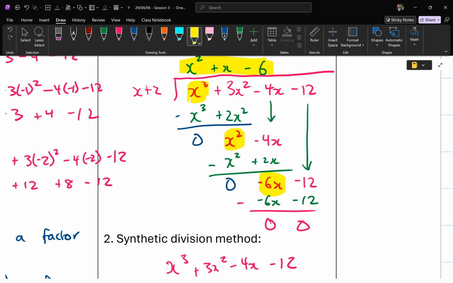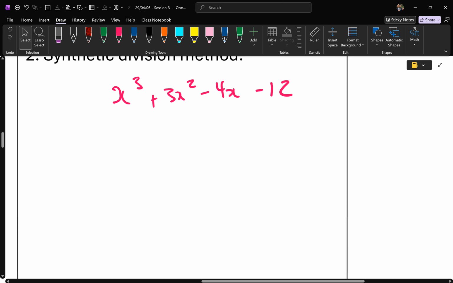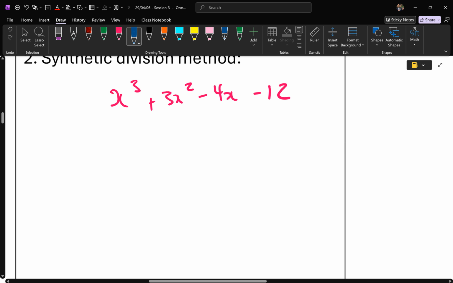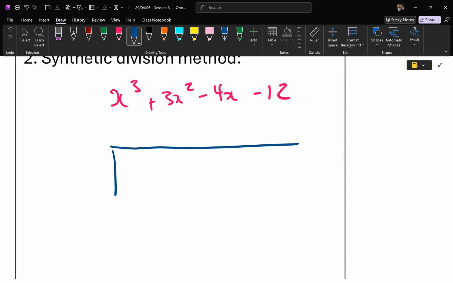So what they do instead, they said, all right, let's forget about the x's. Synthetic division works this way. I'll do it in blue so it looks different. Write down the coefficients, meaning just the numbers in front of the letters. So for the first one, x cubed, the coefficient is 1. Right, 1. Next one is 3. Right, 3. Next one is negative 4. Next one's negative 12. Right?